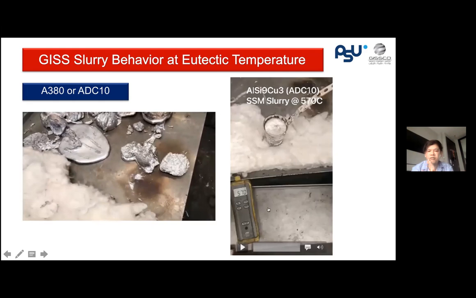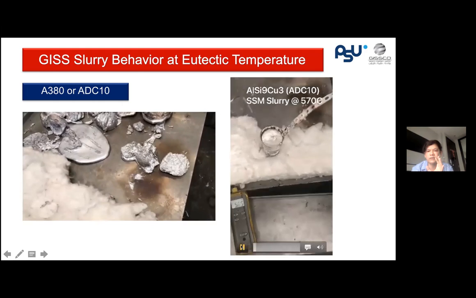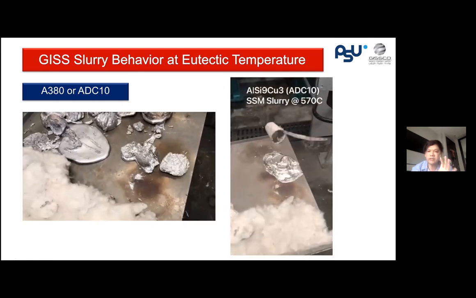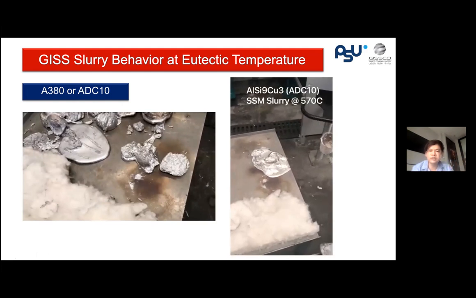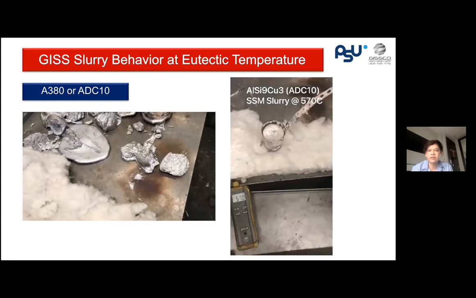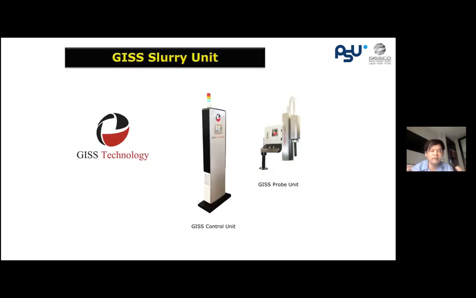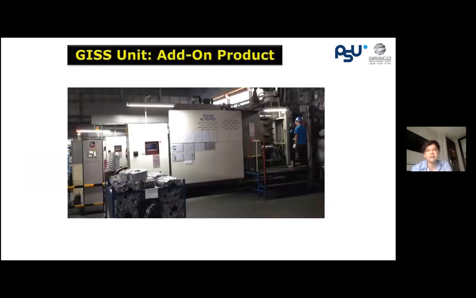But this is the right video. This is GISS at 570 at the eutectic temperature. You can see that at eutectic temperature, we still have slurry state. So intensification or applied pressure can be transferred to the point where we have the slurry at that stage. So all of these give us the benefits to reduce gas porosity and shrinkage porosity. And then we have the slurry unit, which we can equip on an existing die casting machine like this. So we have a control unit and the probe unit.